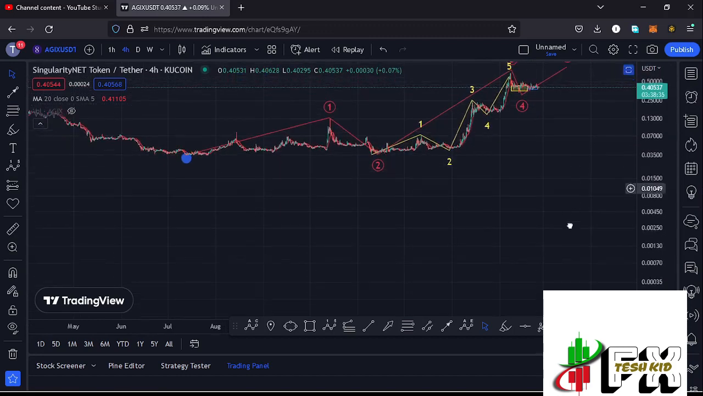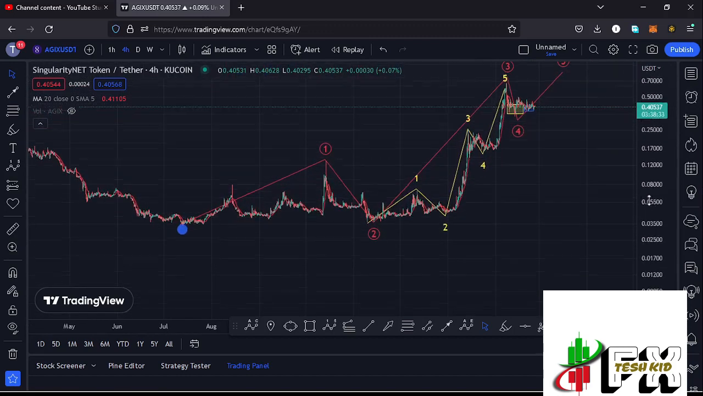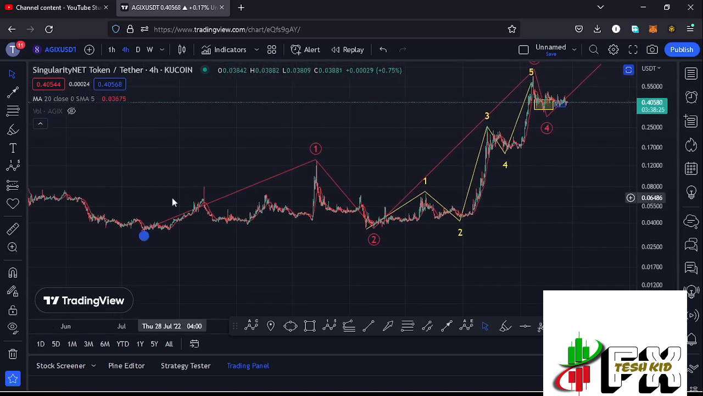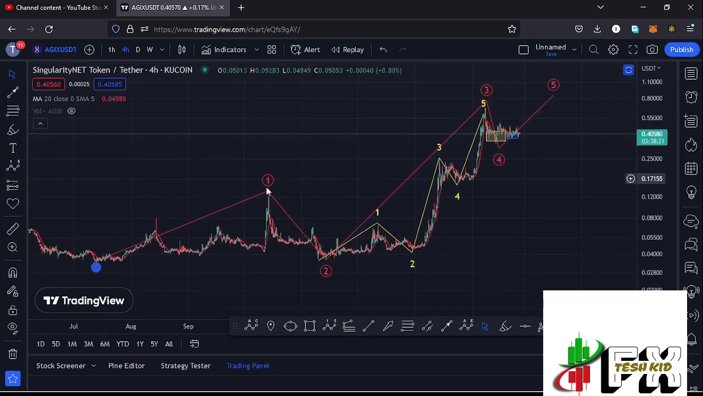And allow me to continue with the video here on the 4-hour chart by first giving you the short-term scenarios that I'm expecting to play out, where you can see that Agix, after making its lower low, started this massive bounce to the upside, obeying this Elliott wave structure right here in red, having the first wave giving us a peak at around the $0.13 mark.